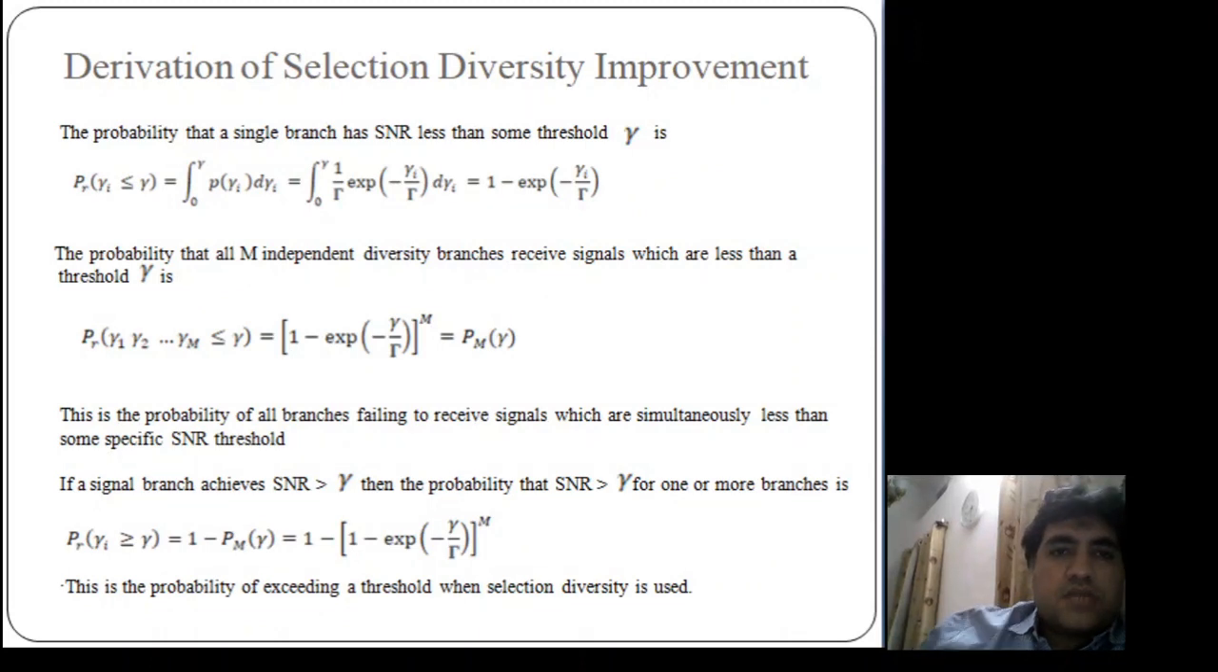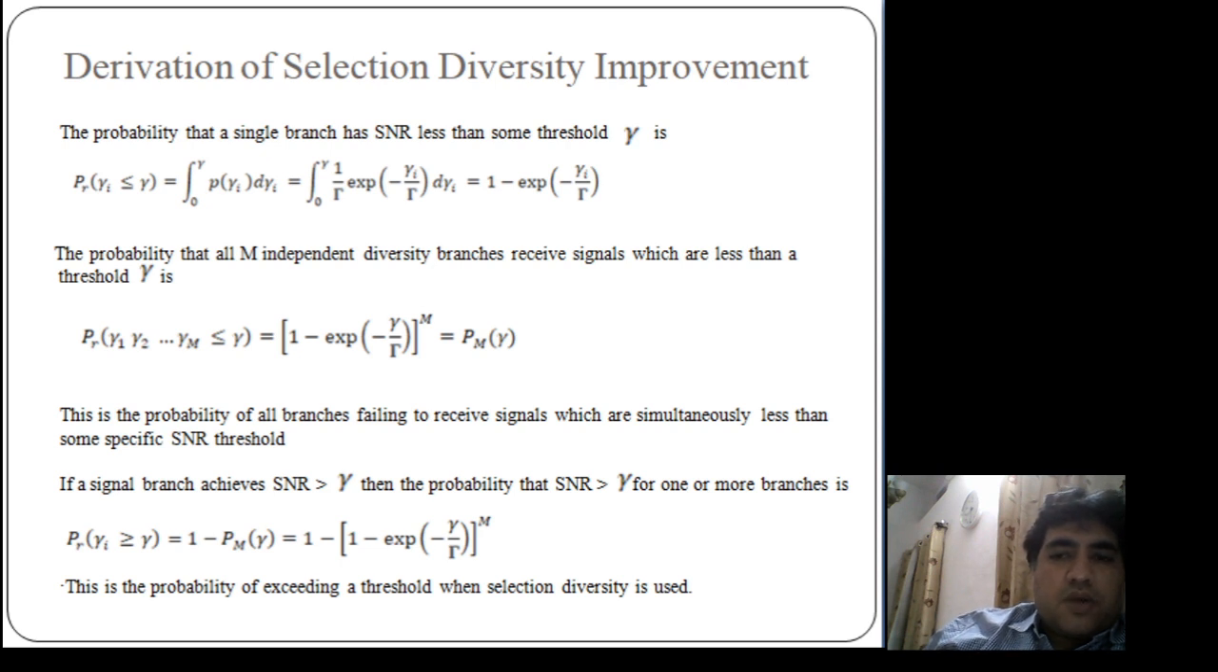So first of all, see the probability that each branch has a signal to noise ratio less than some threshold value. So the probability that each branch has signal to noise ratio less than the threshold is given by PR threshold i less than or equal to threshold. So we integrate from 0 to threshold the probability P threshold i, d threshold i. So this will give us 1 minus exponent minus threshold i by gamma.